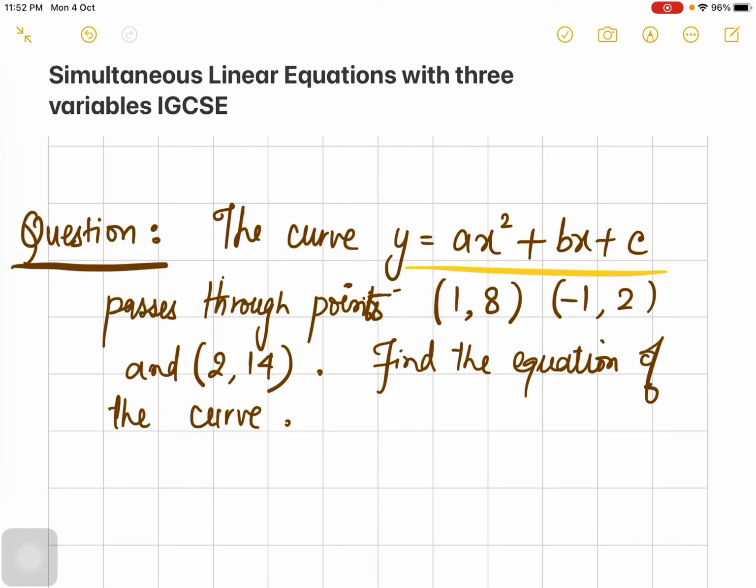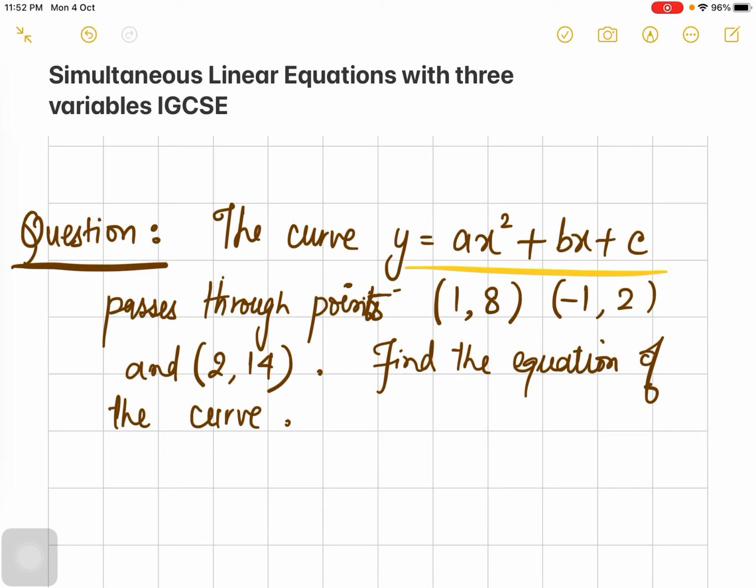Simultaneous linear equations with three variables. Here's the question. The curve y equal to ax square plus bx plus c passes through points (1, 8), (negative 1, 2) and (2, 14). Find the equation of the curve.